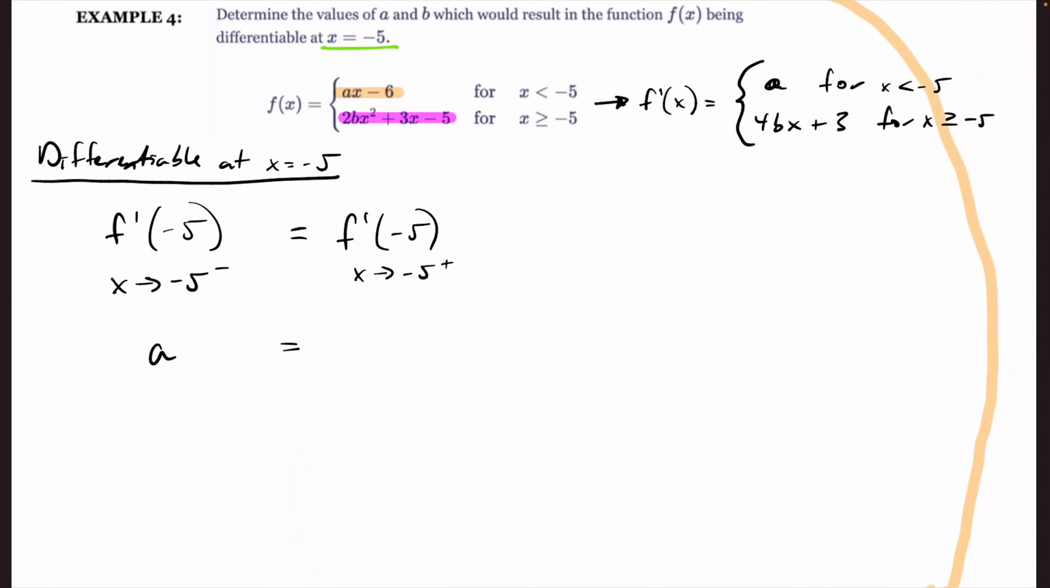Then I'm going to do the same thing for the greater than side, 4bx plus 3. There I can plug in negative 5 for x. So we get 4b times negative 5 plus 3. So we're going to get negative 20b plus 3, and that equals a.